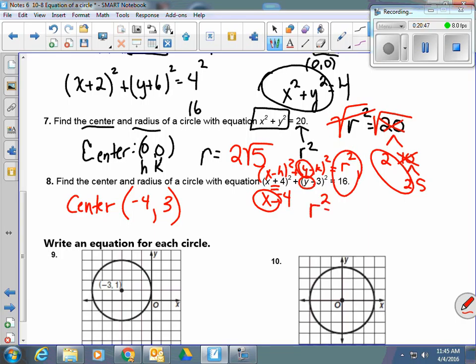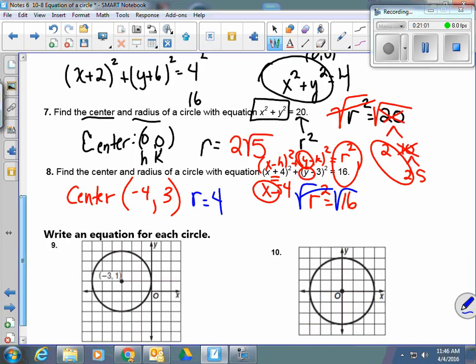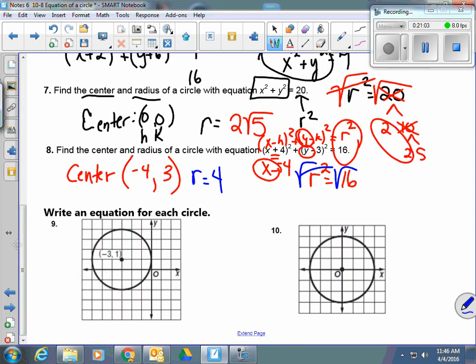So if r squared is 16, what do I have to do to get r? Good, take the square root of it. So what's the square root of 16? 4, very good. So my radius is 4. Okay, now try 9 and 10. I want you to try 9 and 10.